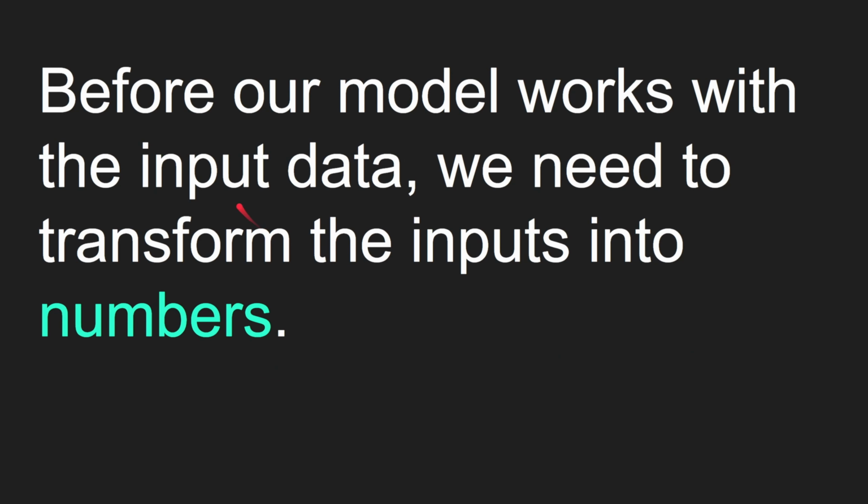Before our model works with the input data, we need to transform the inputs into numbers. Machines only work with numbers, right? It's hard for a machine to work with something like images. So we have to transform our images into numbers so that our model can actually learn the pattern between the numbers.